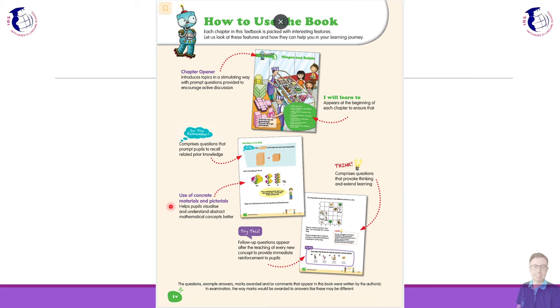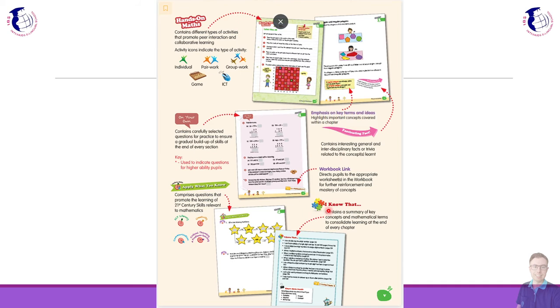Then we have material and pictorials. Pictorials, which are basically just pictures and demonstrate what is happening on this page. It helps you see what is happening in a visual way. What else have we got here? Try this boxes. Get you to try something before you go on to the on your own down here, which give you more questions about the topic you are doing at the time. You can try your best to do yourself.